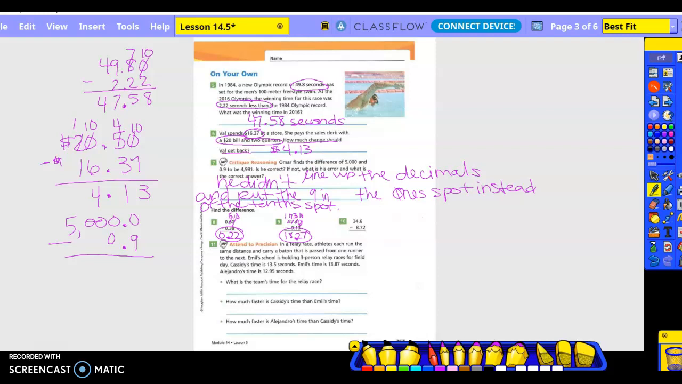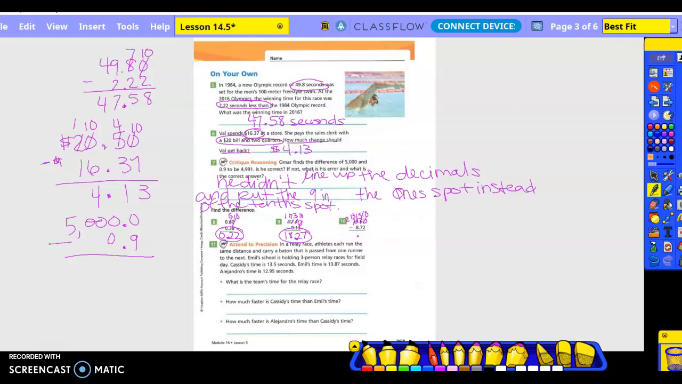Okay, next one, what do I do first? Put a 0. Okay, drop down the decimal. This 0 becomes a 10. This 6 becomes a 5. Can I take 7 from 5? Nope, so it becomes a 15. This 4 becomes a 3. Can I take 8 from 3? No, so it becomes a 13, and this 3 becomes a 2.